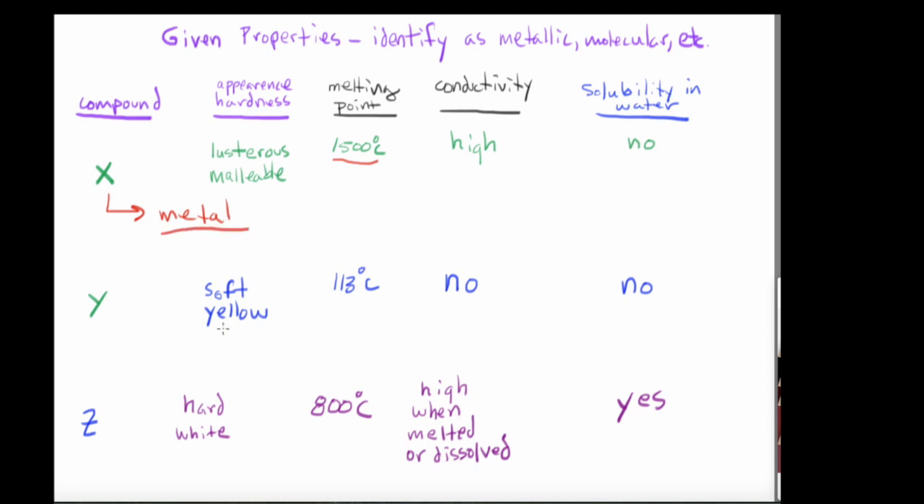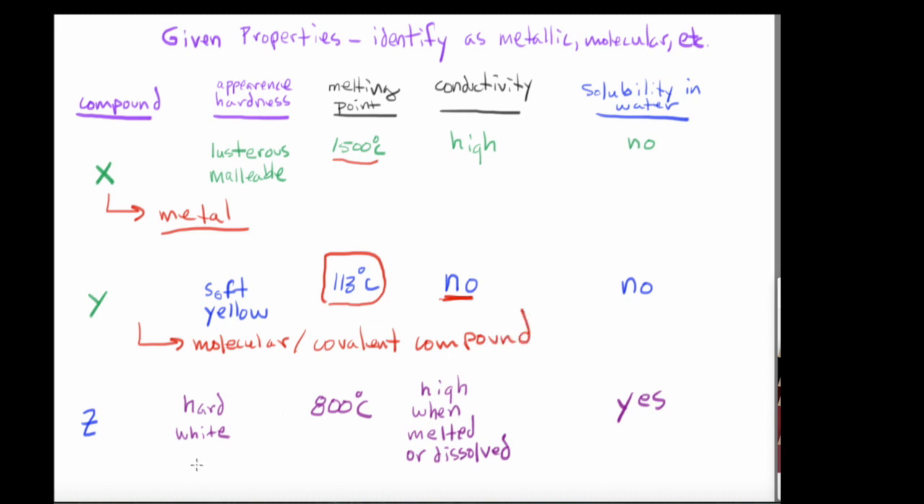All right, now let's take a look at compound Y. Its characteristics physically are that it's soft and it has a yellowish color. Its melting point is low, right? 113 degrees centigrade is low. It does not conduct electricity and it's not soluble in water. So most likely this is a molecular or covalent compound.